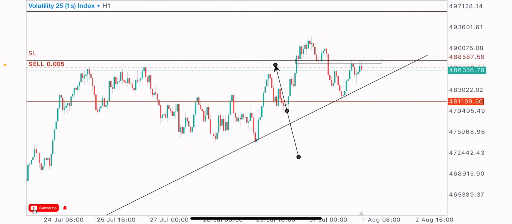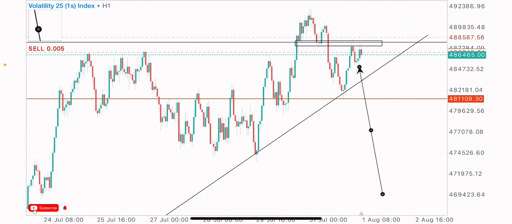And you have seen at this point that we had a level at this zone. I got my entry basically on the break and retest of these lows. We had this low at this point that got broken. It's like a double top formation. The neckline got broken. This is a break and retest of the neckline. Then we're getting the sells with a couple of confirmations at this point.